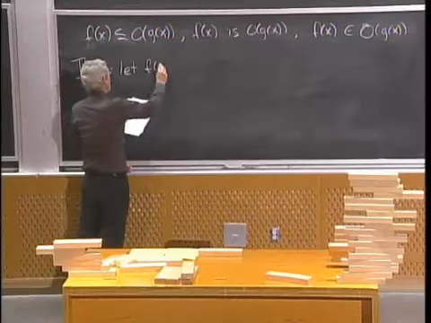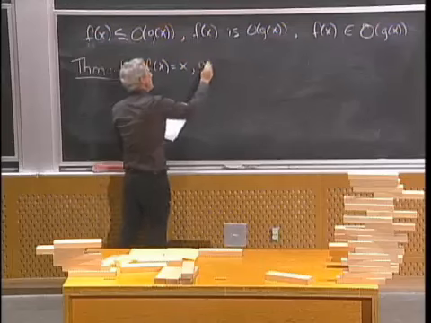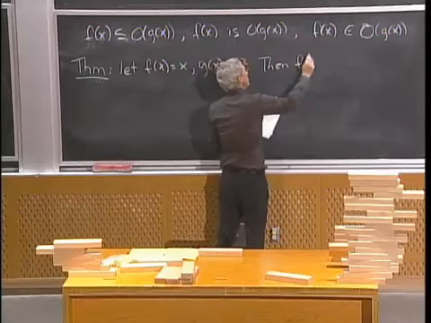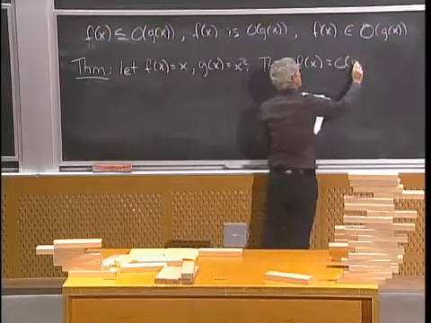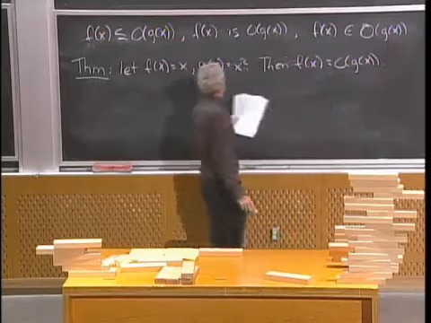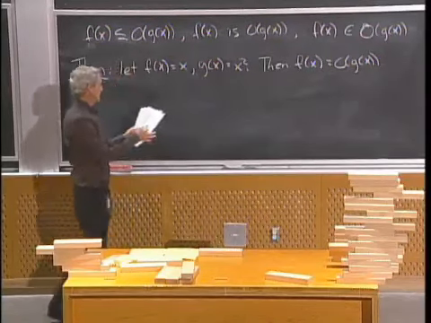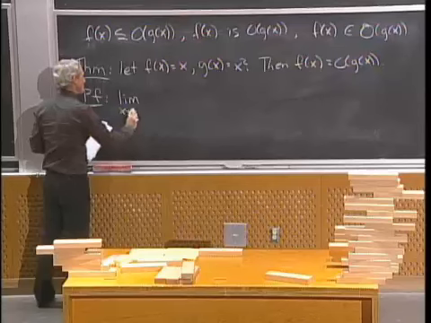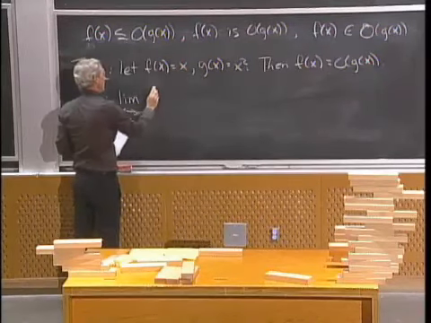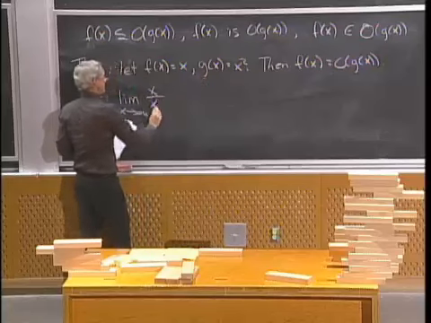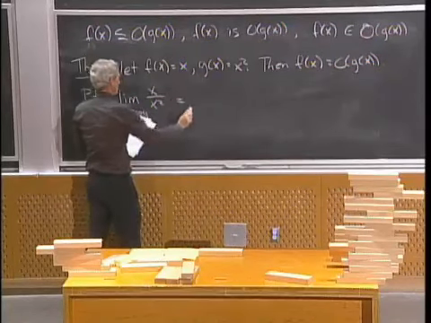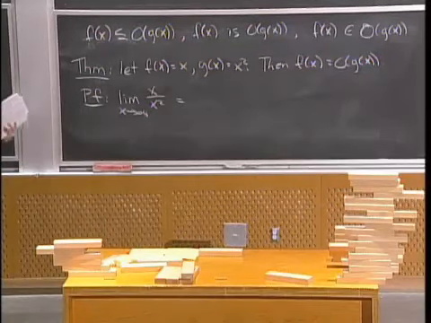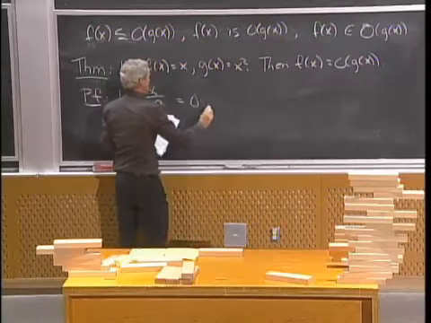Let f of x be the function x and g of x be the function x squared. Then, in this case, f of x is O of g of x, because x doesn't grow any faster than x squared as x gets large. To prove it, we take the limit as x goes to infinity of x over x squared. That is equal to what? What is the limit of x over x squared as x goes to infinity? 0. And that is less than infinity.